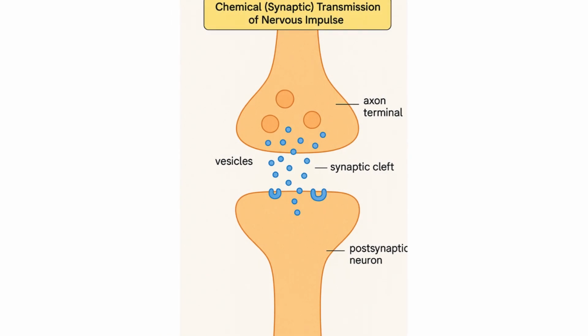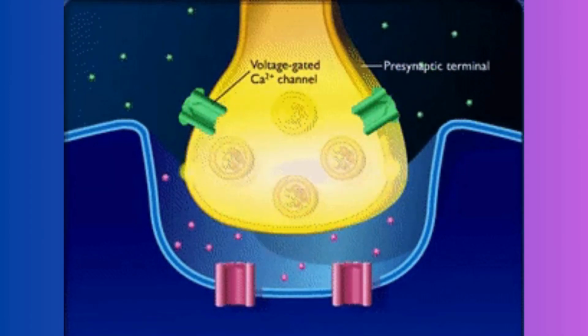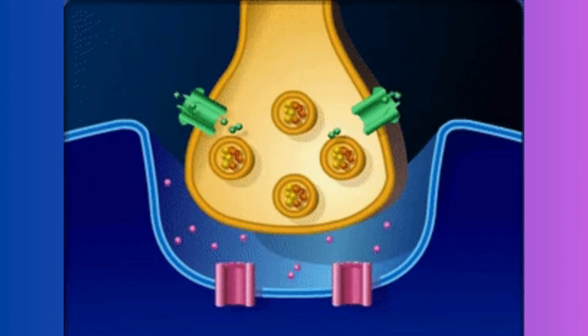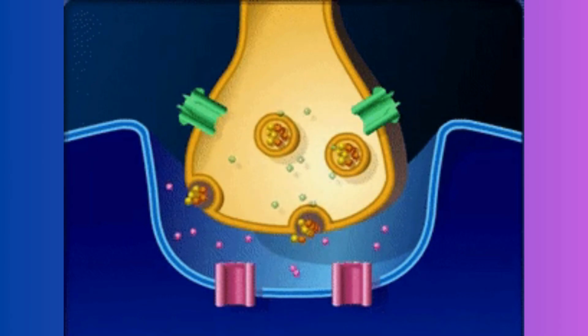Here is what happens step by step. The electrical impulse reaches the axon terminal of the first neuron. After this, it causes chemicals called acetylcholine, a neurotransmitter, to be released from small sacs called vesicles. The neurotransmitter then moves across the synaptic gap. They then bind to the receptors on the next neuron or nerve cell. This triggers a new electrical impulse in the next cell.